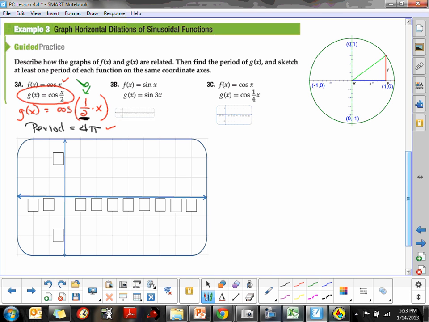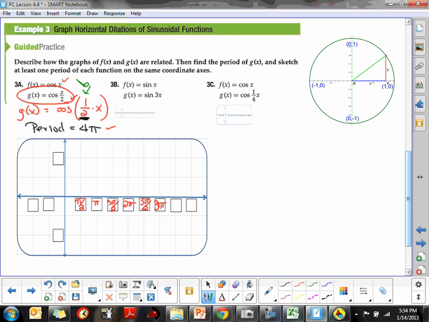So I'm going to go by pi halves, since that's kind of our benchmark. So we're going to go pi halves, pi, and then 3 pi halves, and then 2 pi. Now that should capture the parent function. And now we're going to capture our adjusted function, which is going to go past 2 pi. Another pi half would be 5 pi halves. Another pi half would be 6 pi halves, or 3 pi. And another pi half after that. So we're going up by a half pi every time.